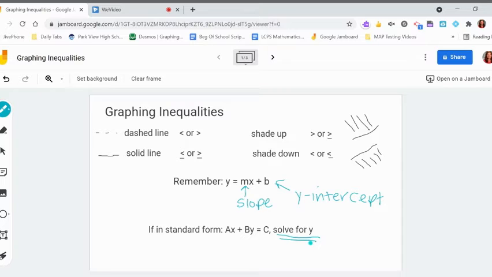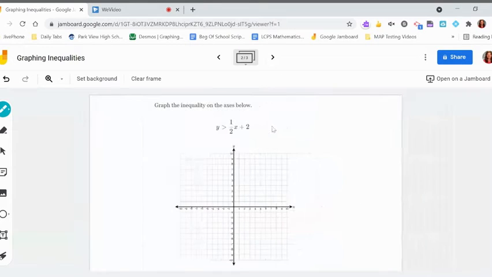That will help you with that today. The directions here will say graph the inequality on the axes below. Here's my graph. I have y is greater than 1/2 x plus 2. I'm going to first identify my m, which is 1/2, and my b is 2. We're going to start with our b here. Our b is at 2, so I'm going to put a point right there at 2.